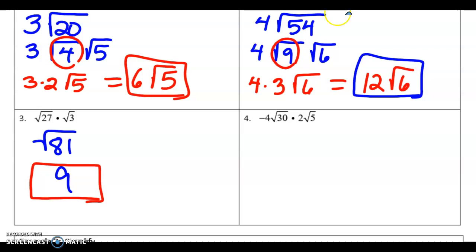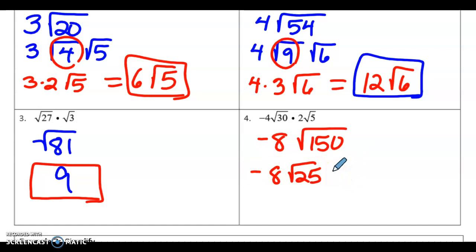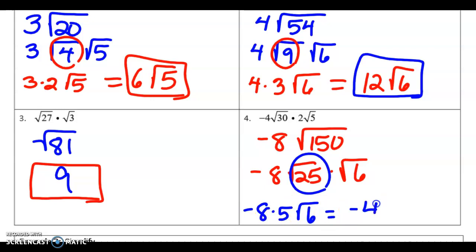All right, last one of this section, and then we have just one more video after that. I think this is 150, right? Highest perfect square that goes into 150 is 25. We know the square root of 25 is 5. So this will be negative 40 root 6.